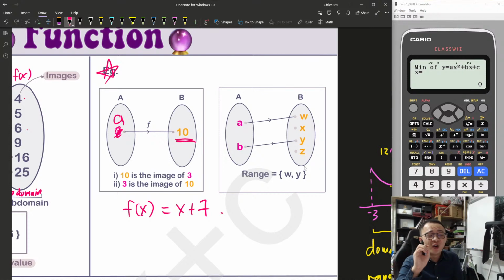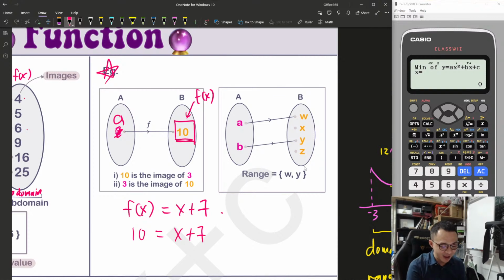So, over here, you need to understand, if I want to find A, this is the value for f(x). So that means I need to sub 10 into f(x), and then by solving this equation, I get x equals to 3. Do you get the idea? How to sub the value from the diagram to your equation?